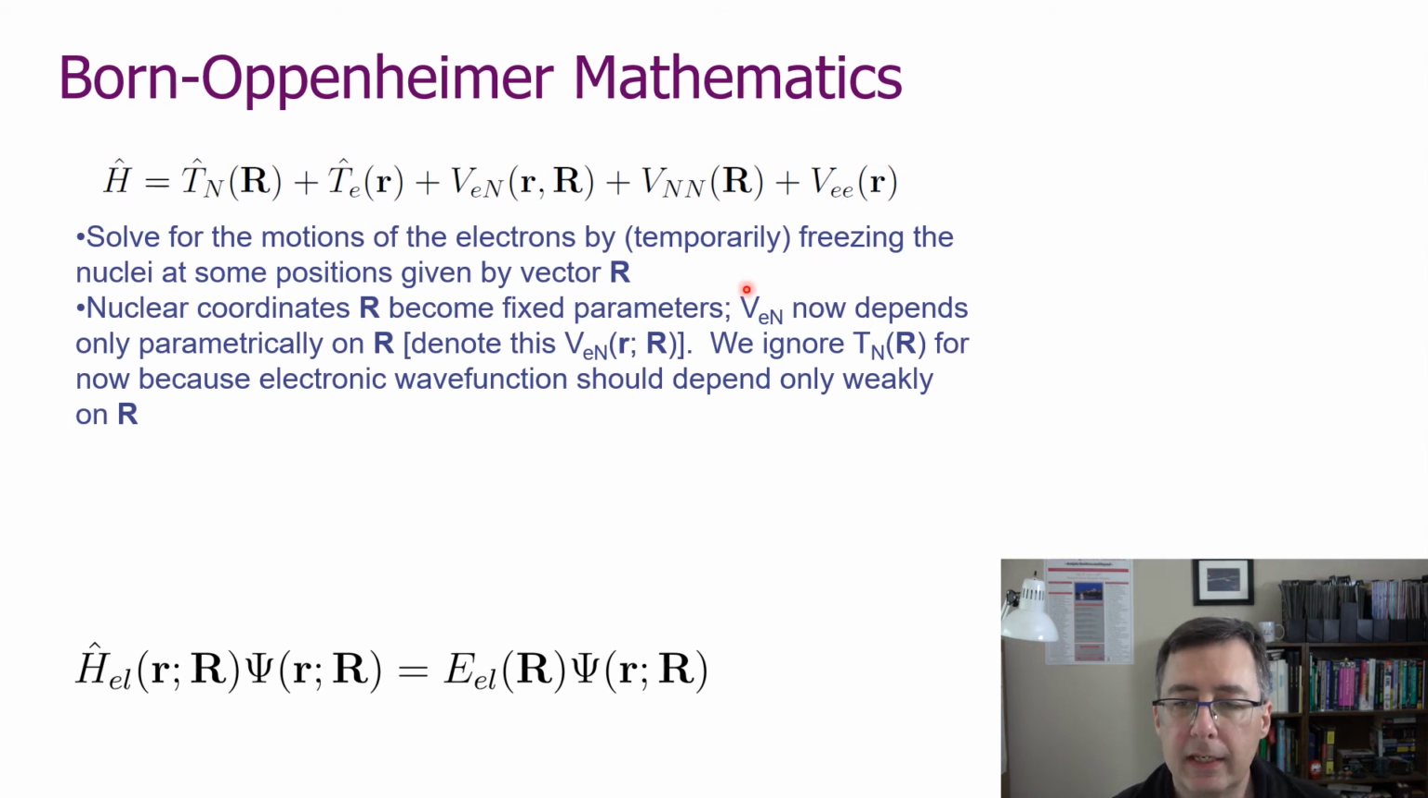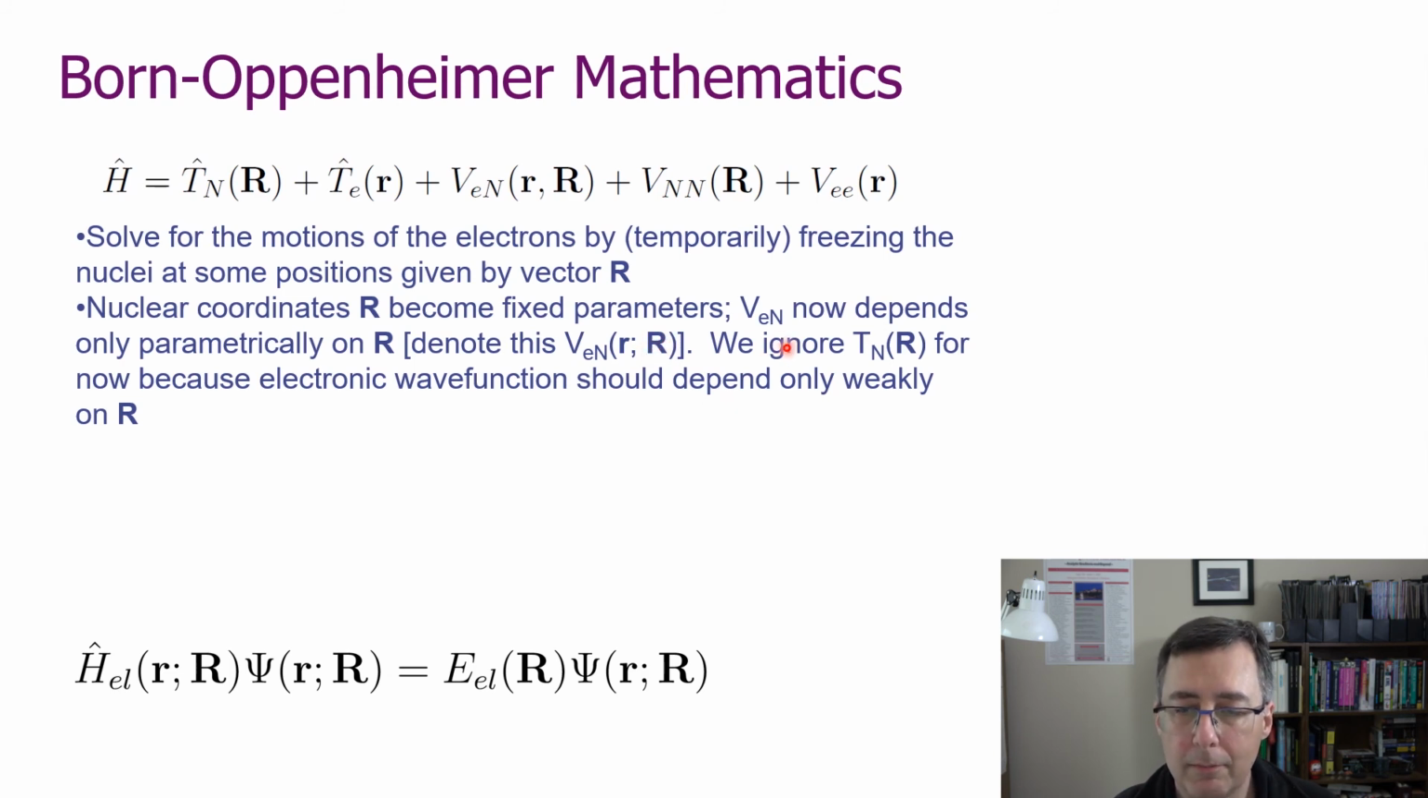Now, V_eN, of course, depends on R, and now I'll denote this as a parametric dependence. V_eN is a function of the electronic coordinates r, and I'll put a semicolon and then capital R to try to remind myself that while I'm in the middle of solving for the electronic motions, capital R is now a constant, or a set of fixed parameters, rather than an independent variable.